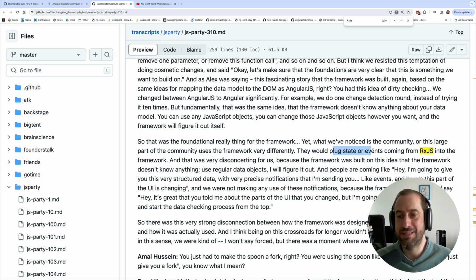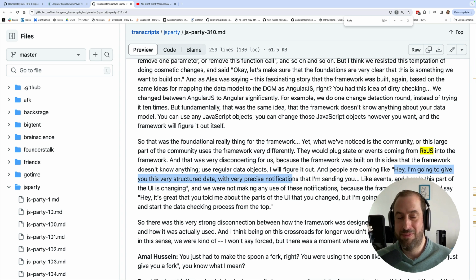So they would plug state or events coming from RxJS into the framework. And that was quite surprising to the Angular team, because the whole idea of the framework was that it was built on the assumption that the developer doesn't have to worry about telling the framework when the view should be updated, when new data is available. Instead, Angular, with its default change detection mechanism, would take care of everything. We could use just regular data objects and the framework would figure it out. But in practice, people were using RxJS to feed the template with the async pipe.